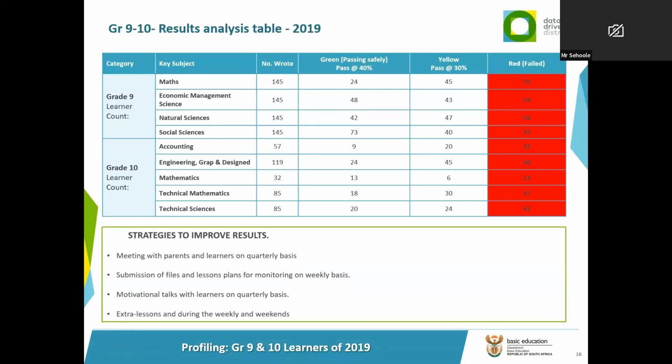So now, after identifying this, we had to sit down and plan as SMT. We agreed that the following strategies must be in place. Number 1: meeting with the parents and learners on a quarterly basis. It was not just meeting; we were meeting the learners who were not doing well and those who are at risk, on the yellow pass, that means at 30%. We ensured that we call the parents, we discuss the performance of the learners, and individual learners must be given attention. Number 2: submission of files and lesson plans for monitoring on a weekly basis.